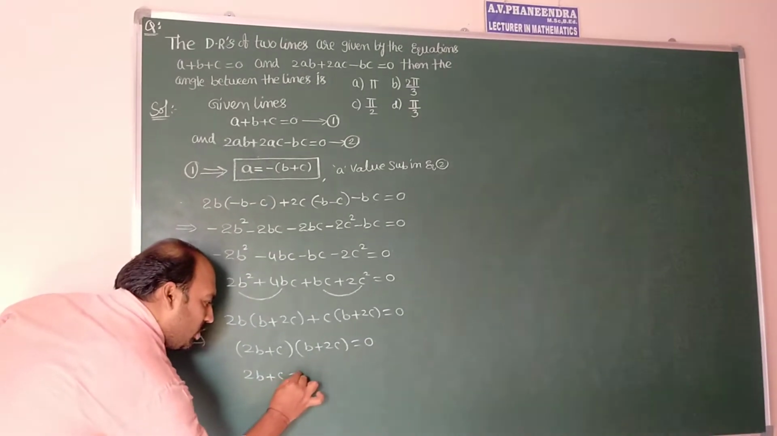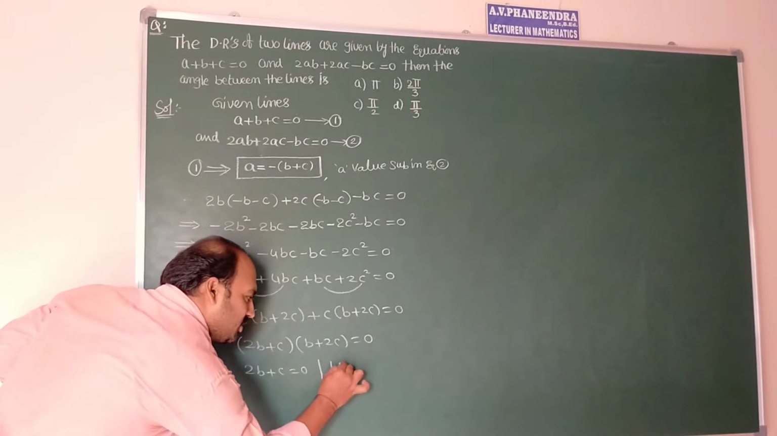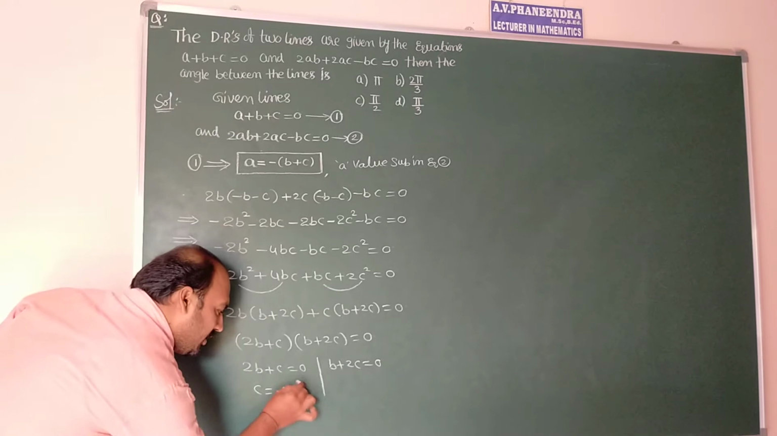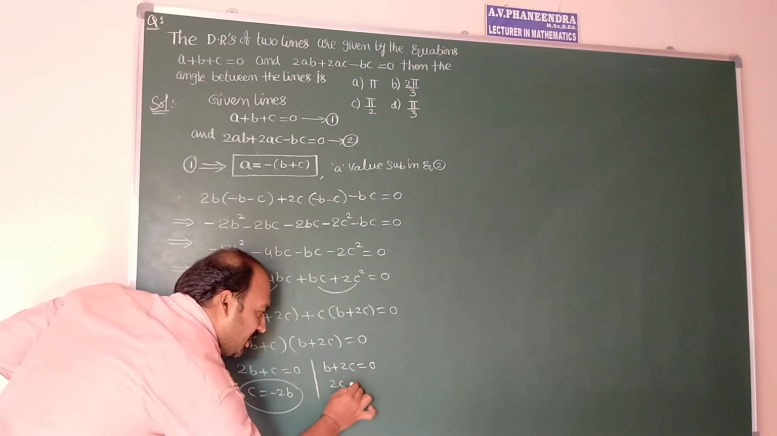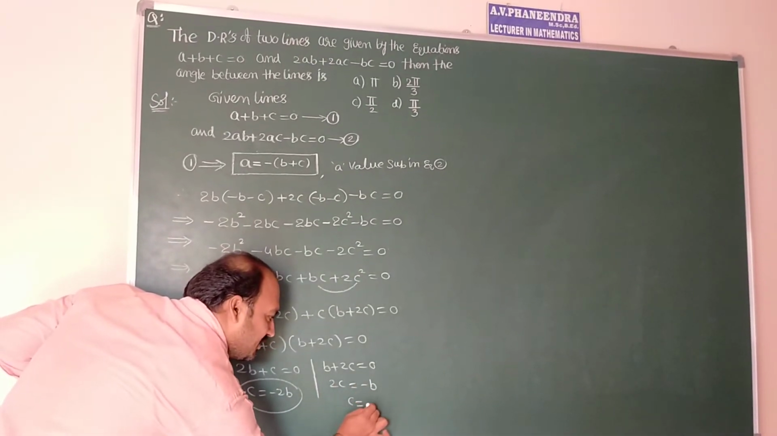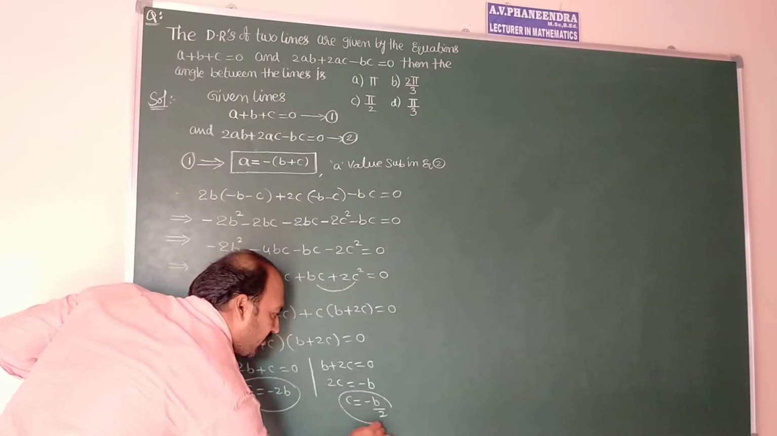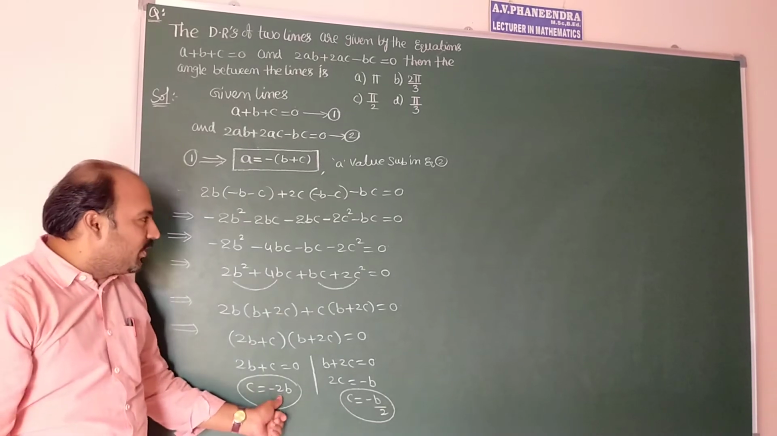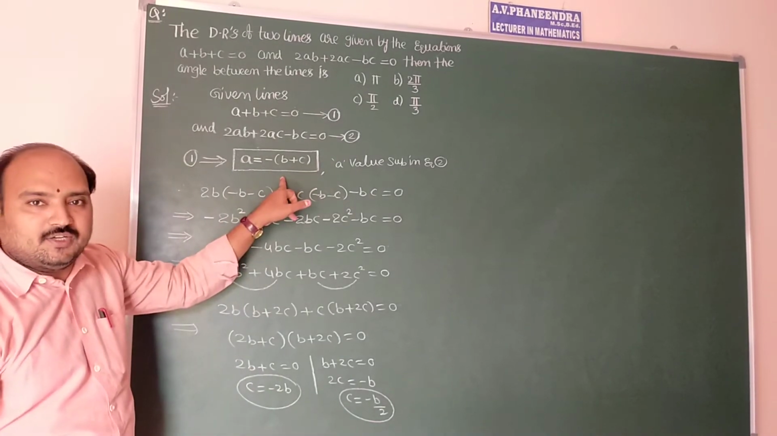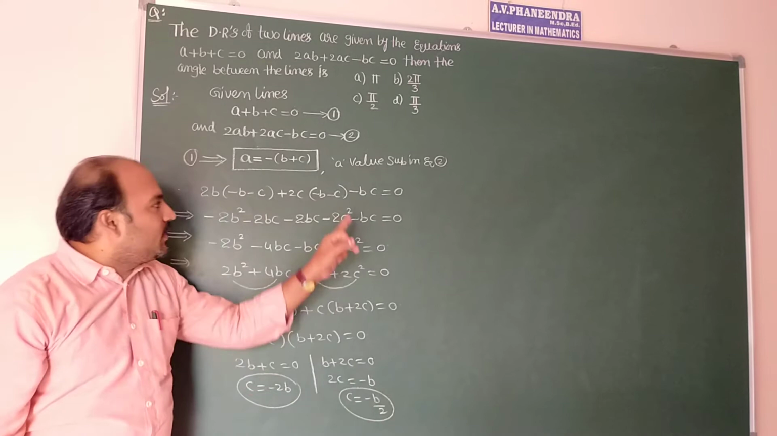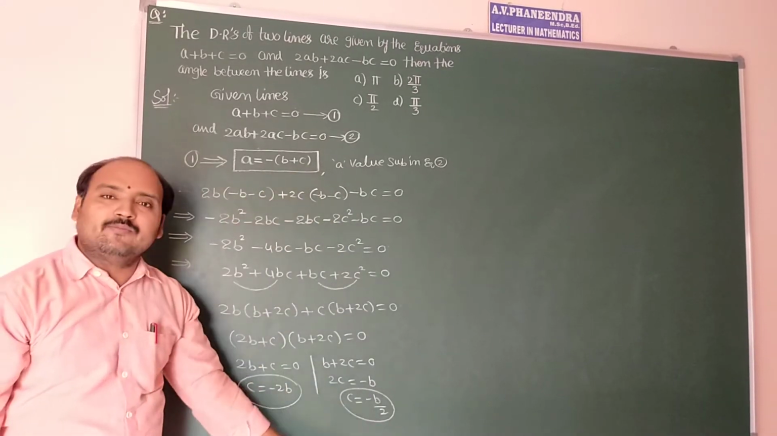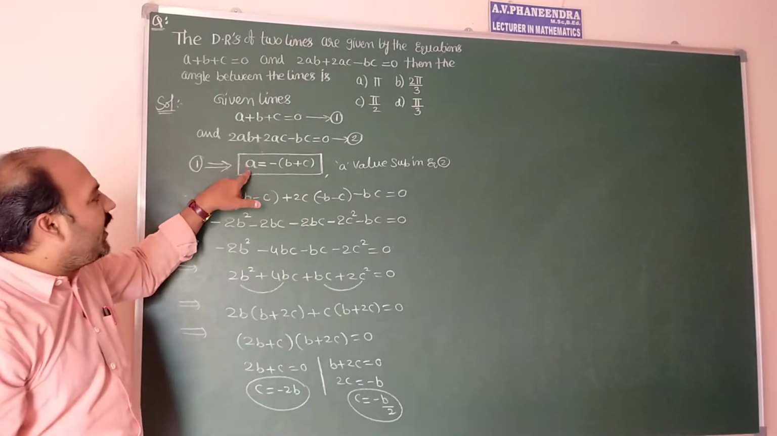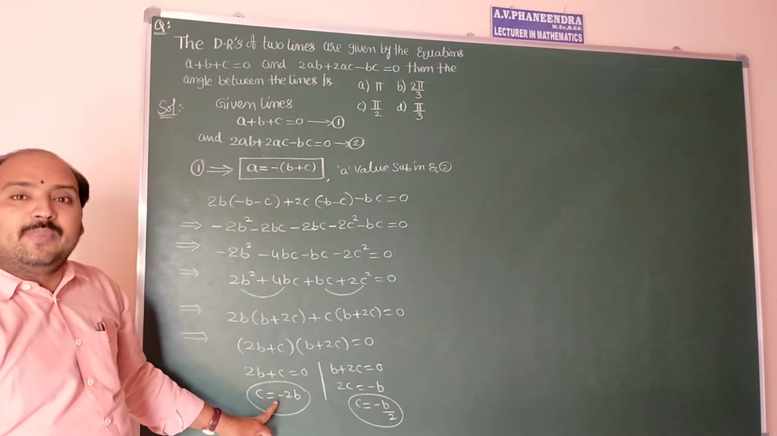2b plus c equal to 0 and b plus 2c equal to 0. So c equal to minus 2b, and here 2c equal to minus b, c is equal to minus b by 2. So we are getting two values of c. If c equal to minus 2b, you can calculate the value of a, and if c equal to minus b by 2, calculate a in terms of b. So here c in terms of b, and a in terms of b also we are going to get.